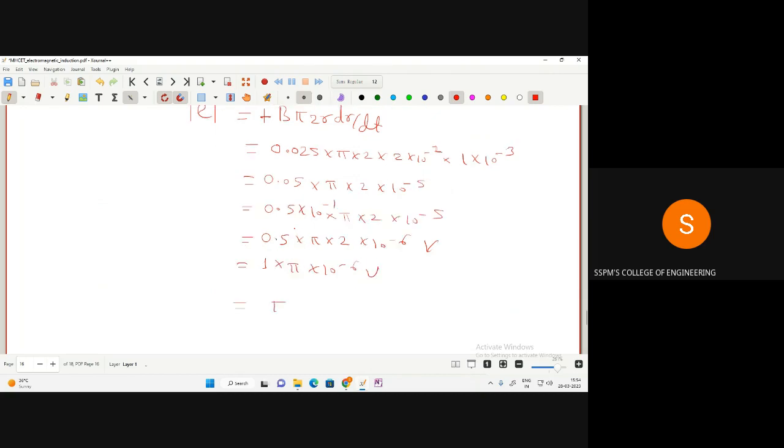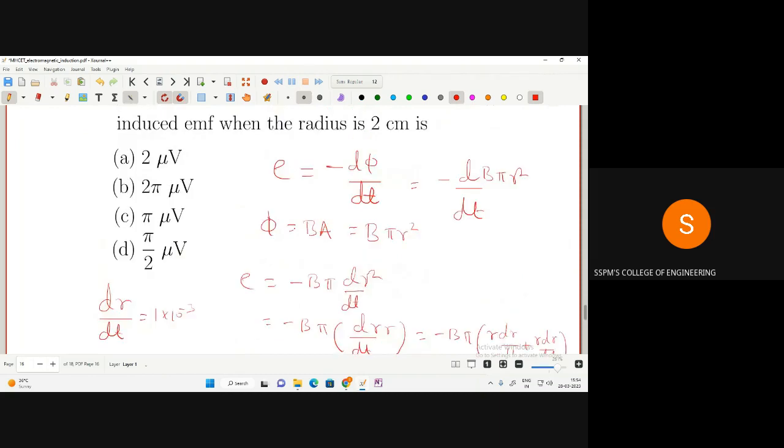pi microvolt. The answer is, the magnitude of EMF induced in the coil is pi microvolt. हे जसं केलंय बघा, ते आन्सर पाय मायक्रोवोल्ट आहे.